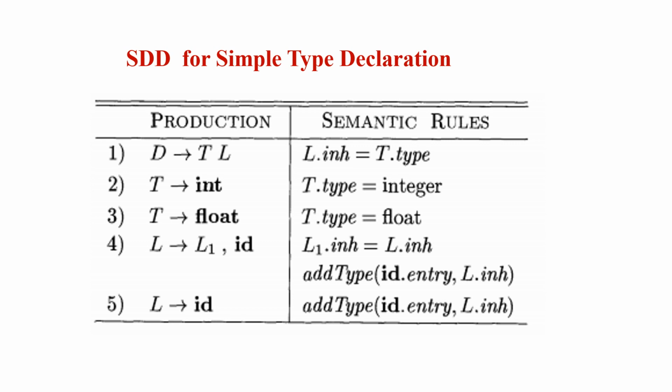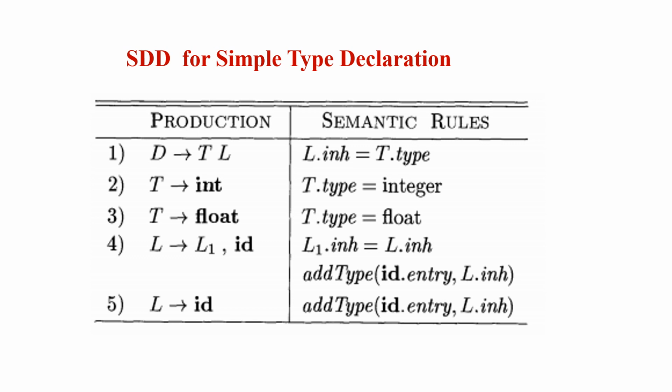What is L? L means list of identifiers. It inherits its type from T, so that is its sibling. All the types we declare here, we are assigning so that the identifiers take the type. If it is int A comma B comma C, that is a declaration statement. Int means int A, int B, int C. The list of identifiers takes the value. So these are the inherited attributes, so it takes value from the siblings.